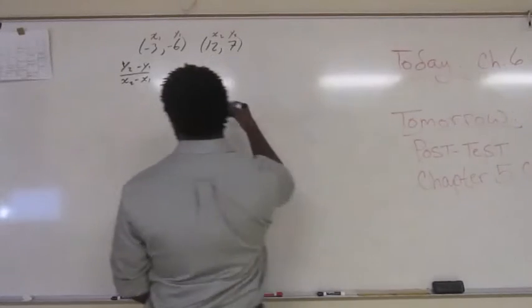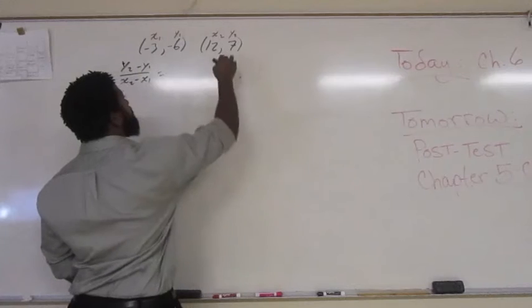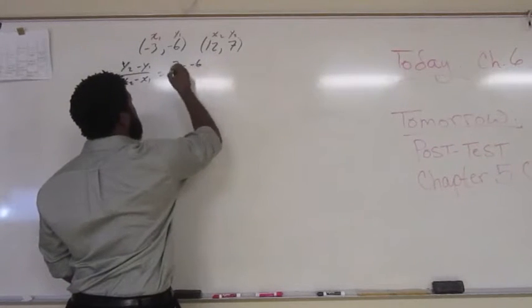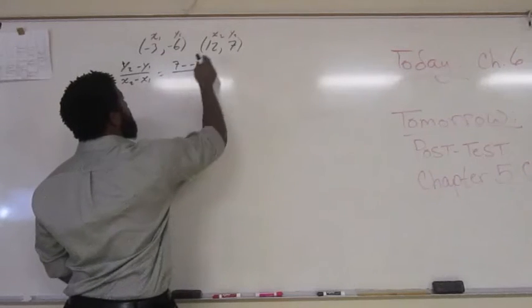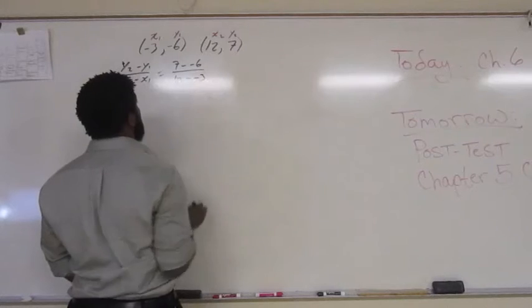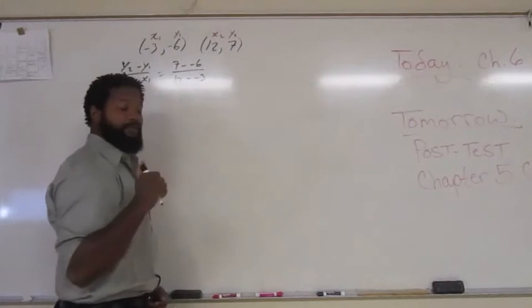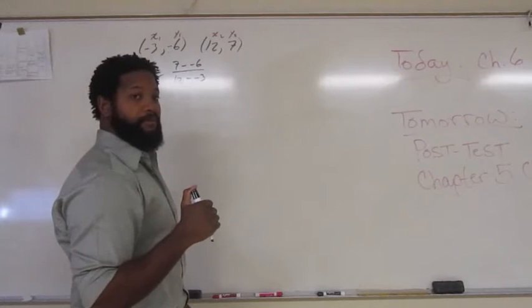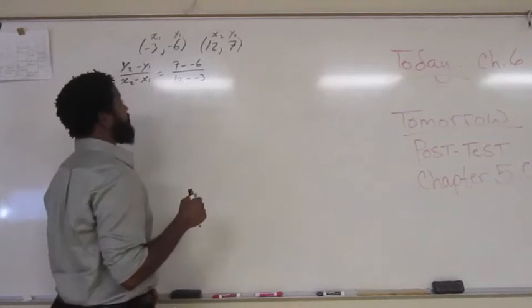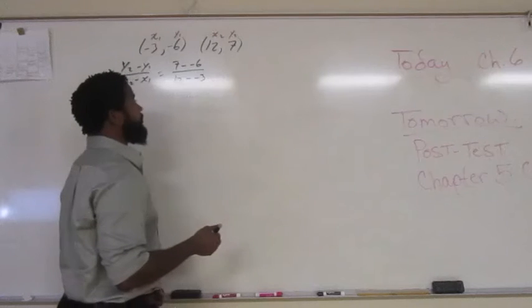Okay, so you have Y2 minus Y1, 7 minus a negative 6, over 12 minus a negative 3. Okay? Wait, I have a question. So on the test, do we have to do it both ways? No, it's your choice. I'm just doing it both ways to show you how you can get the same answer if you do your math correctly.